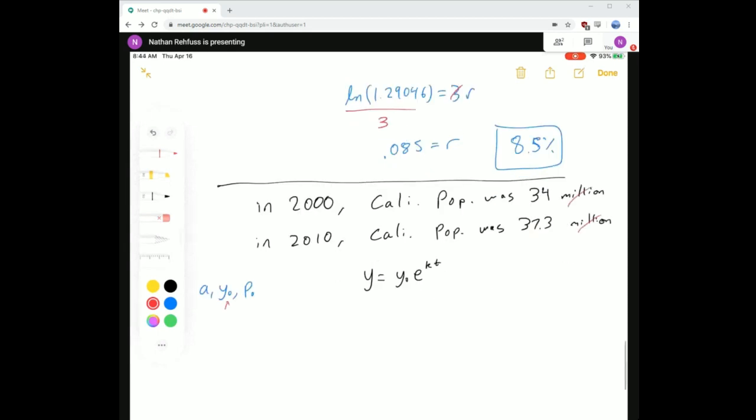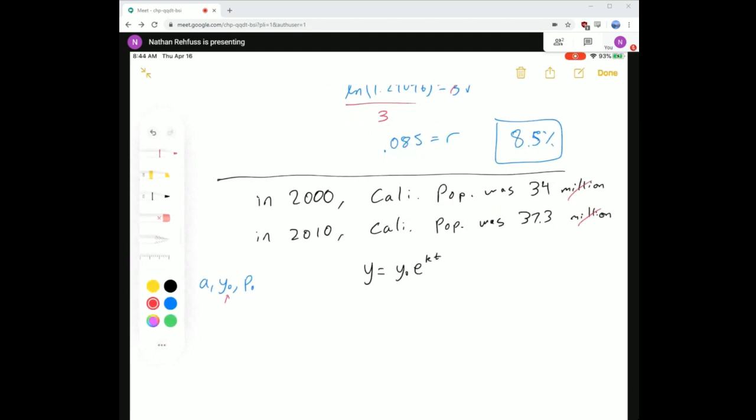So I'll cross both of these out, and I'll just say when t is 0, I have the point t comma y, the point 0, 34, and I also have the point something, 37.3. Now this is 10 years after our experiment started, so instead of putting a 2010 in for t, I'm going to put a 10 in for t because it's been 10 years.